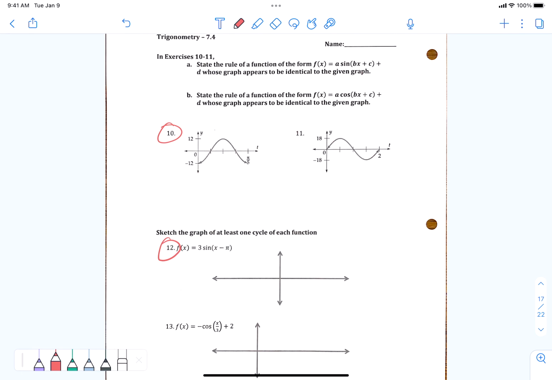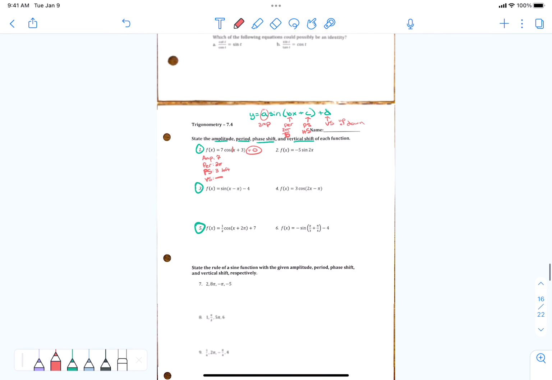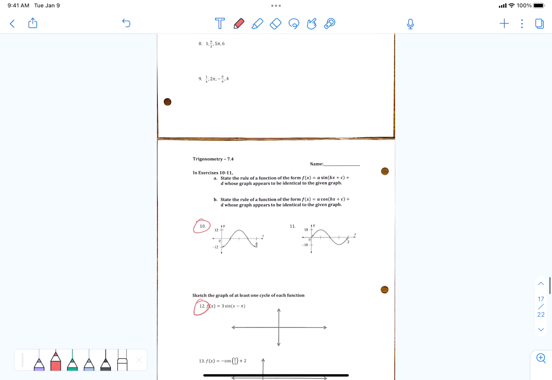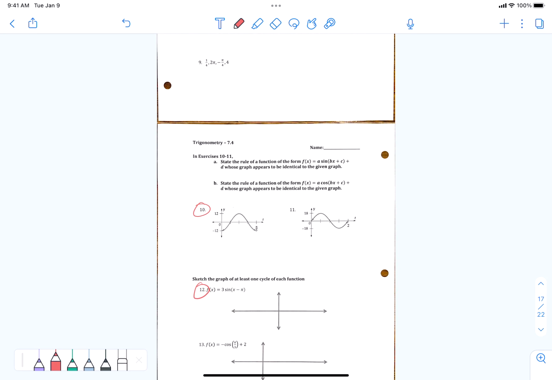Okay? So phase shift, if it's negative pi, it'd be pi to the right, because negative means right, positive means left. All right, so we'll just stop there because I don't want to do too much, because this is going to get really confusing. And 10 and 12. Do those. Okay? All right, there you go.